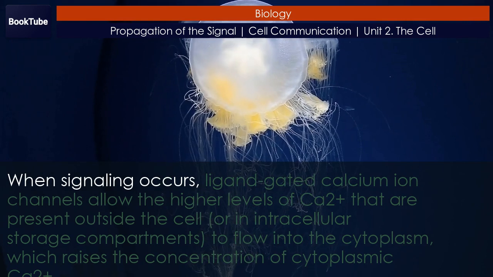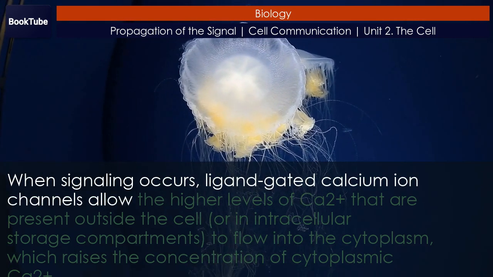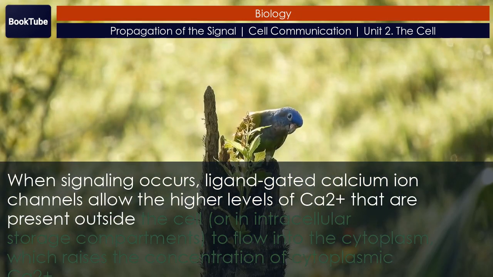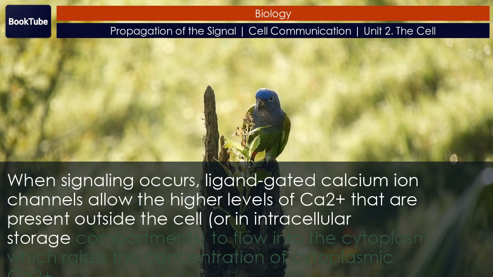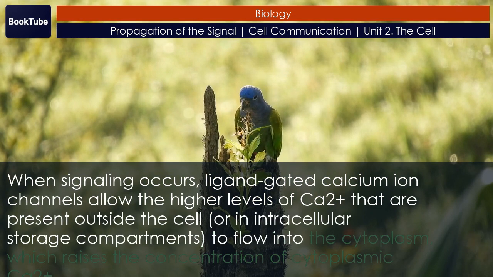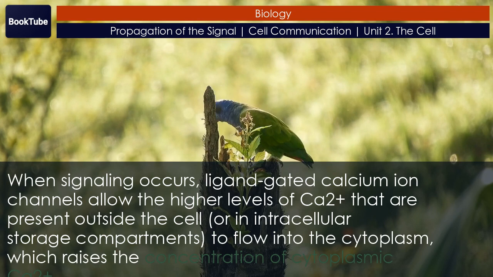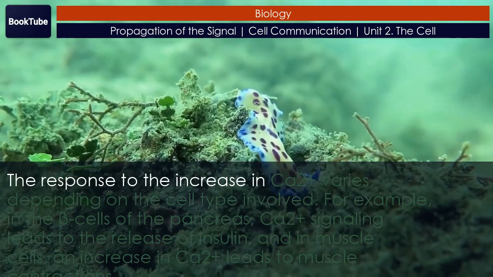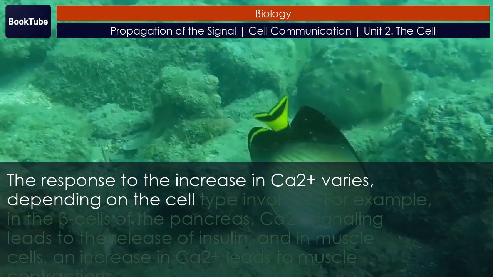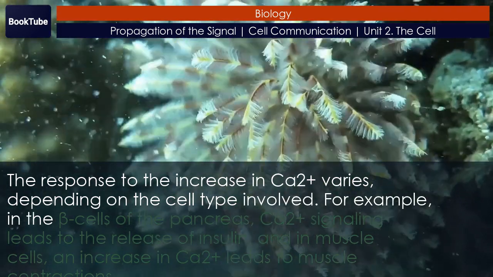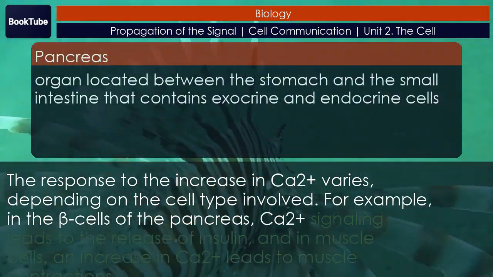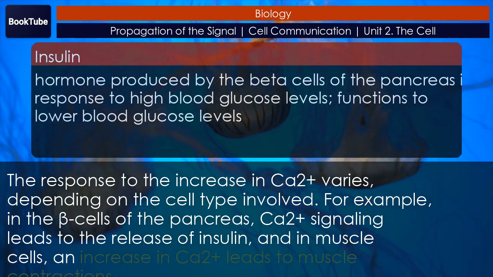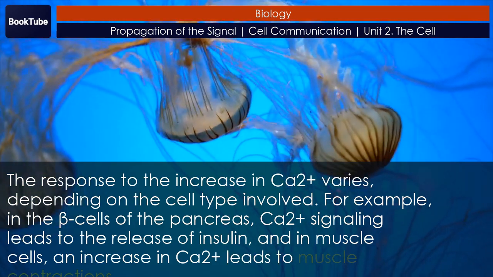When signaling occurs, ligand-gated calcium ion channels allow the higher levels of Ca2+ that are present outside the cell, or in intracellular storage compartments, to flow into the cytoplasm, which raises the concentration of cytoplasmic Ca2+. The response to the increase in Ca2+ varies, depending on the cell type involved. For example, in the beta cells of the pancreas, Ca2+ signaling leads to the release of insulin, and in muscle cells, an increase in Ca2+ leads to muscle contractions.